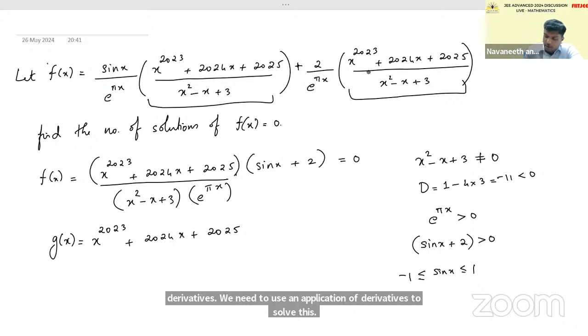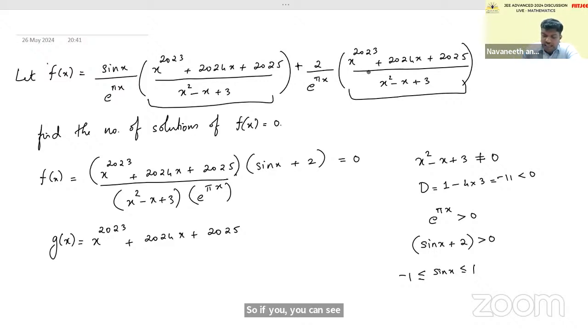You can see that this is an odd degree polynomial, which means one real root is guaranteed for sure. Since the degree of the polynomial is an odd number, one real root is guaranteed. But we need to check if there are any more real roots apart from that. For that, I will check the nature of this function by differentiating it, which gives us 2023 x^2022 plus 2024. And that's it.